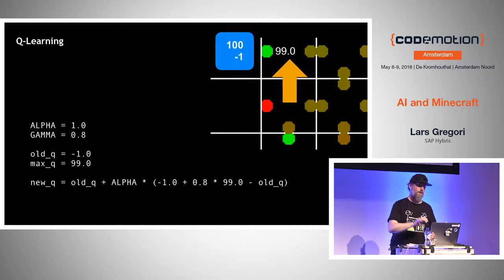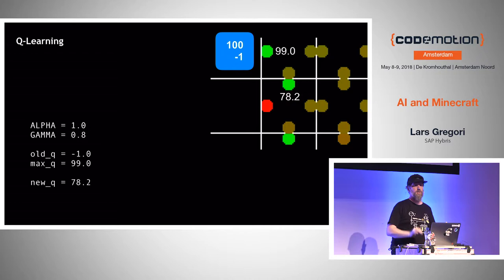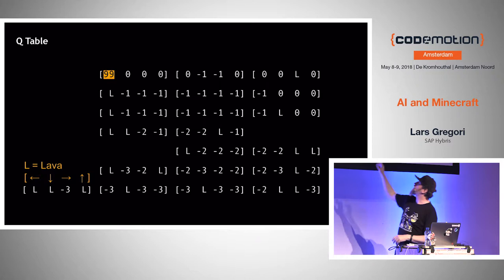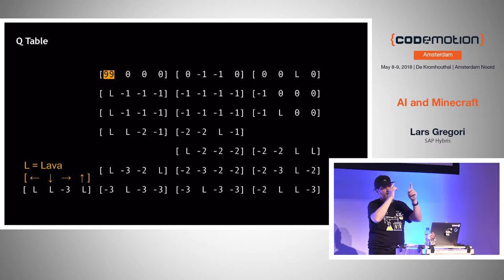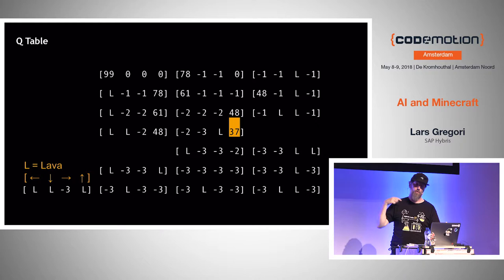0.8 multiplied by 99 will be 79.2. The rest of these values, I can throw away some of them, and at the end, it's 78.2. And this is the way it works through this Q table, which is set up. So I just replaced the minus 101 with L for the lava part to make it easier. And then this is when it moves left, down, right, and up. So in this case, the 99 is moving to the left side. This is moving up, is 78. And then it goes through 61, 40, and so on.